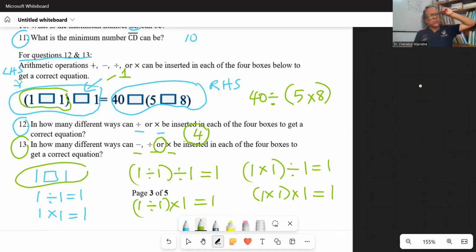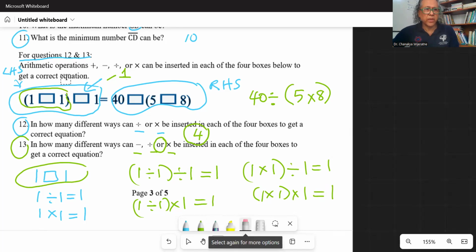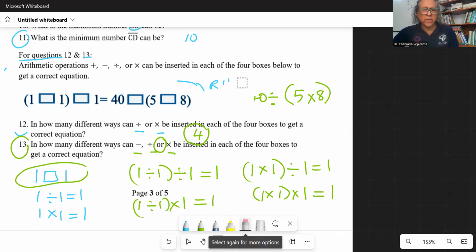And then if you use minus, subtraction, what happens, right? If you use subtraction, you can see that there is no way you can get 1 on the left-hand side, right? Let me erase this so that we have a clear view of what we need to do. So what I'm saying is that with subtraction, there is no way you can get 1 on the left-hand side.